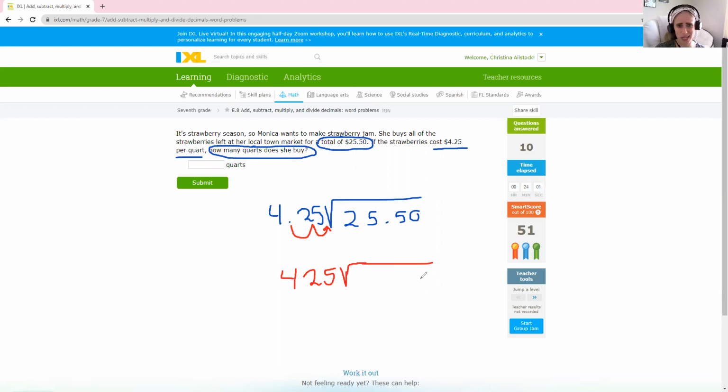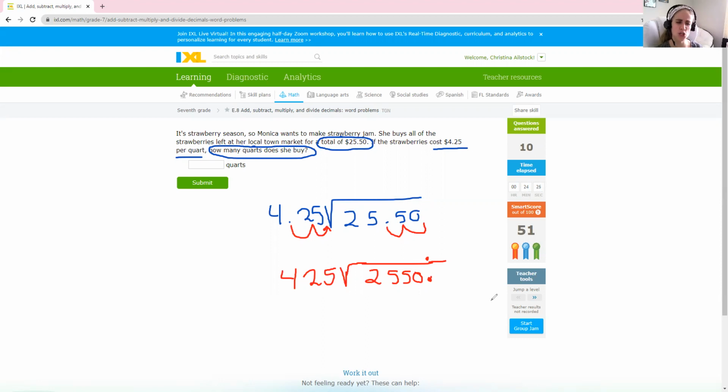Now, we can't just do that willy-nilly. Whatever we do to the one number, we have to do to the second, so it's an even decimal movement, so our value will still be the same. This becomes 2,550. And I'm going to keep that decimal point at the end because you never know, we may or may not need it. Now we're ready to divide.